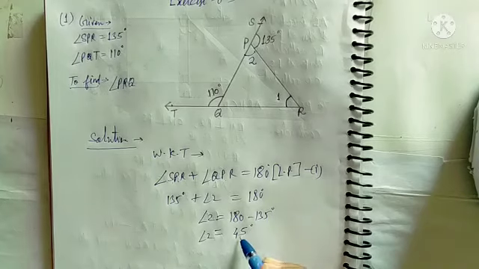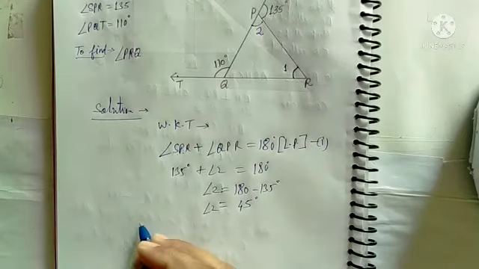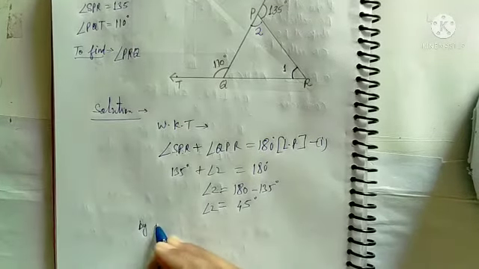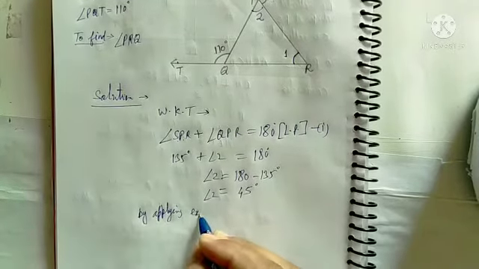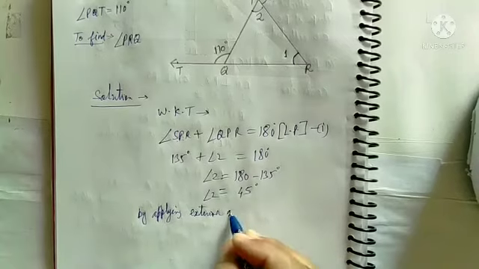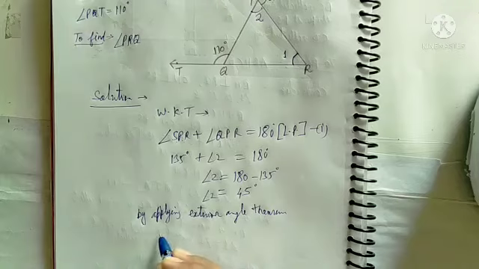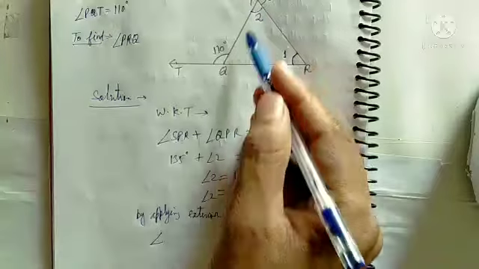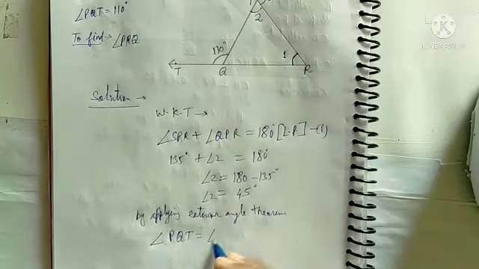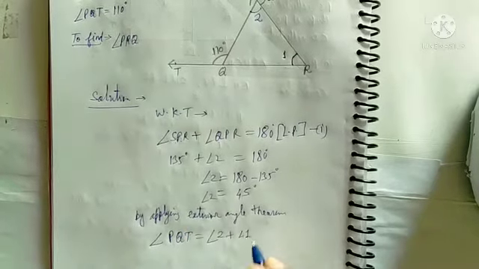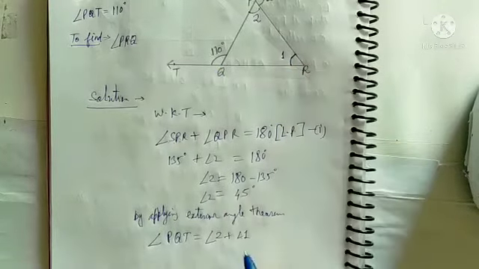After that, if it is 45 degree and this is 110, so we can use here exterior angle theorem. Okay, by applying exterior angle theorem. What is that exterior angle theorem? Means angle PQT, exterior angle PQT is equal to angle 2 plus angle 1. Exterior angle of a triangle is equal to sum of two opposite interior angles.